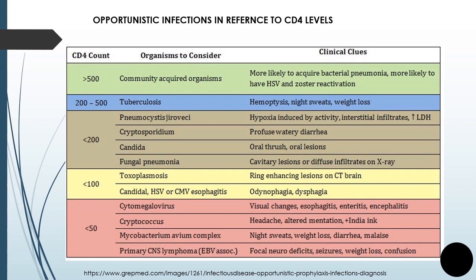Here in a column on the right side, you can see the common clinical clues which can be helpful in diagnosing these infections. For example, a patient with PCP will present with hypoxia induced by activity, interstitial infiltrate, and high LDH levels. These we will be discussing in detail when we discuss the individual infections.